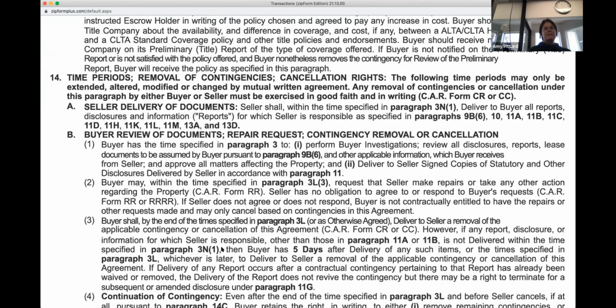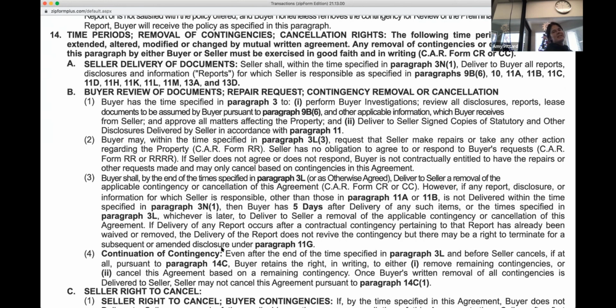All right, time periods and removal of contingencies, cancellation rights. The following time periods may only be extended, altered, modified, or changed by mutual written agreement. Any removal of contingencies or cancellation under this paragraph by either the buyer or seller must be exercised in good faith and in writing. That would be on your CAR form CR for contingency removal or CC for the cancellation of contract.